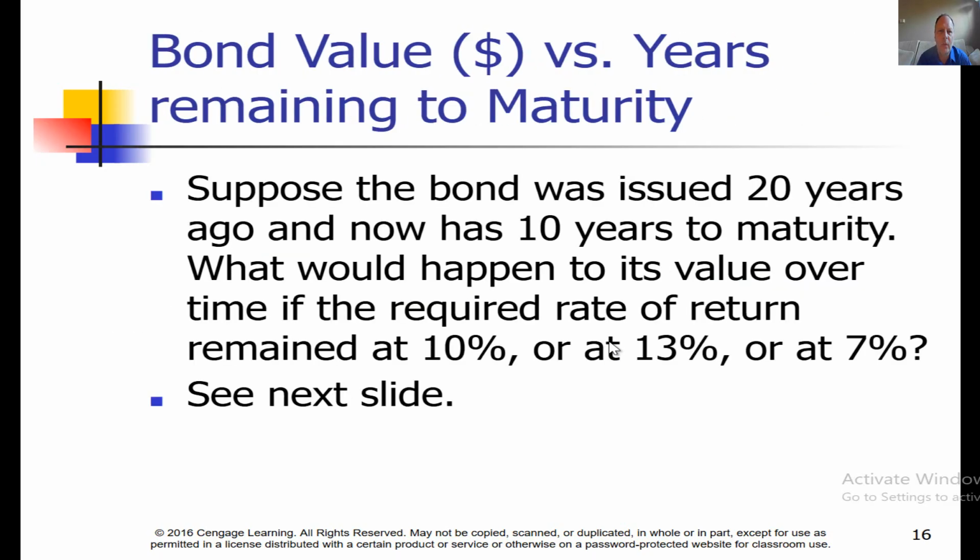Now let's look at how these bond values change as time changes and the bond approaches its maturity. Suppose the bond was issued 20 years ago and now has 10 years to maturity. So initially it was a 30-year bond, 20 years have gone by, now it's a 10-year bond. What would happen to its value over time if the required rate of return remained at 10%, or at 13%, or at 7%? We'll look at the next slide.